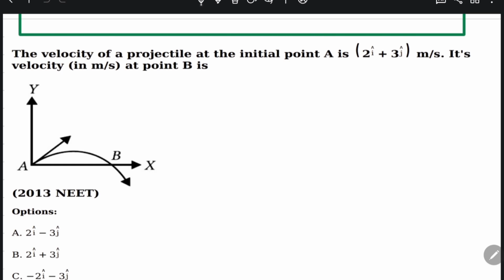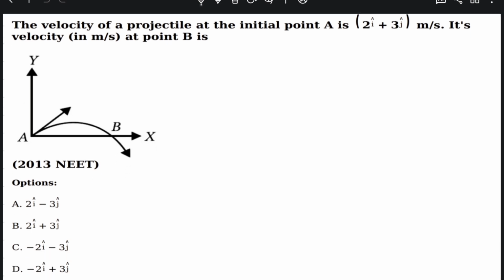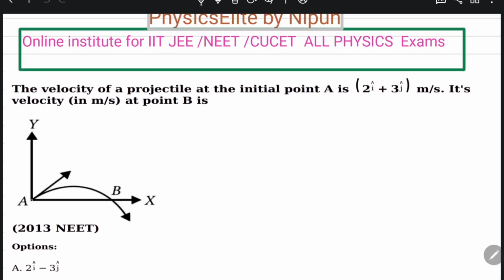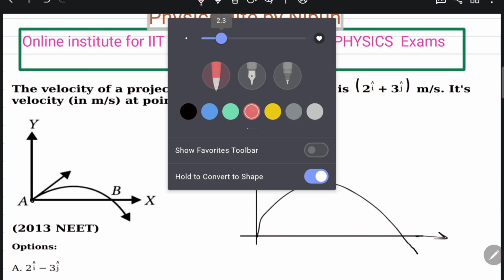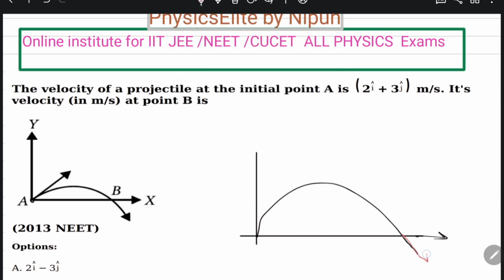A NEET 2013 question. In this question, they are talking about the velocity of a particle, the velocity of a projectile. At the initial point, they have given the initial velocity. And after that, they are asking its velocity at point P. So you just resolve it in component form. This is the final velocity at point P.